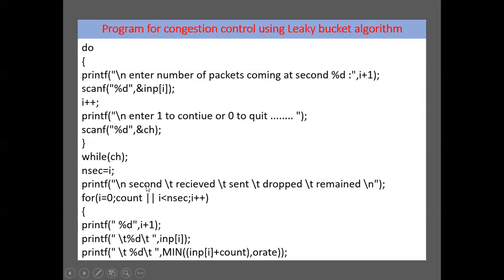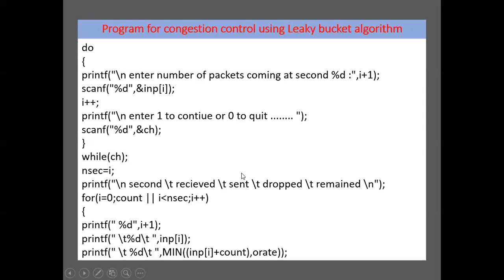Printf percentage of d, the second. In the beginning, the second is 1, and printf tab will get this percentage of d here in the received column. Percentage of d tab, input of i. How many packets we received, we need to print it here. Then the sent items, we need to print the sent items here.